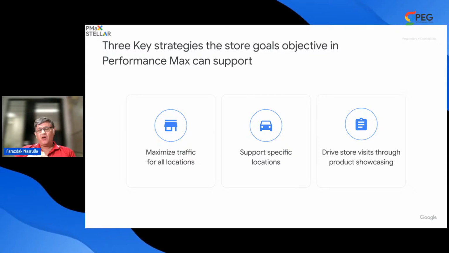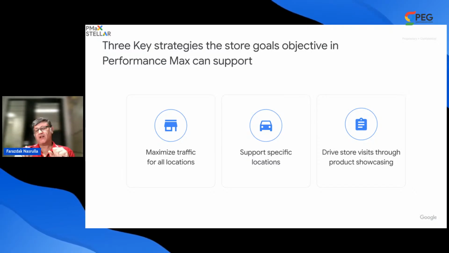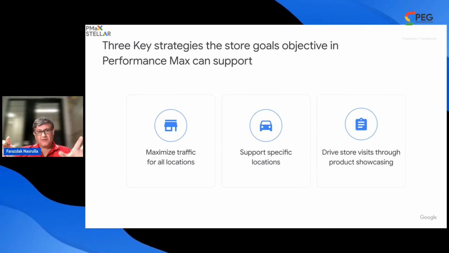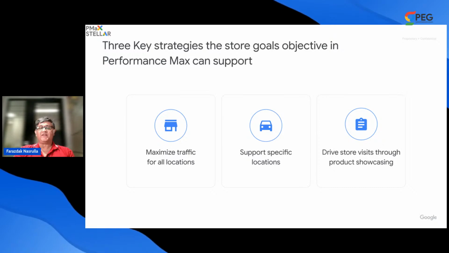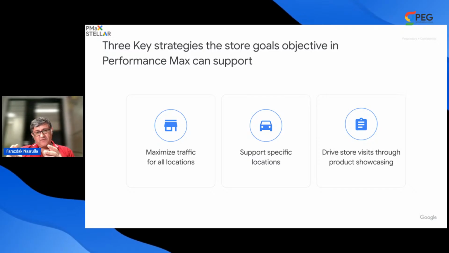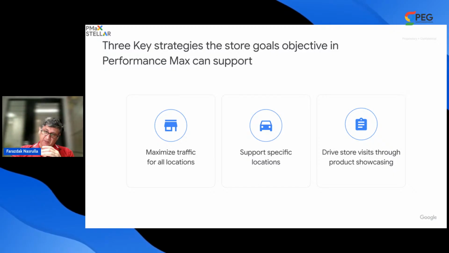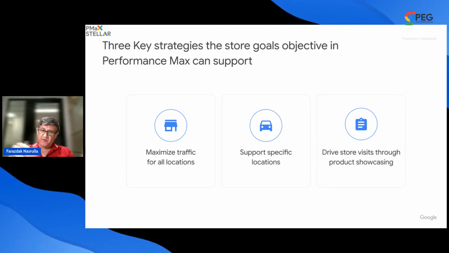Now, three key strategies for store goal objectives in Performance Max. Maximize traffic for all locations. Let's say Happy Shoe store has two locations, one in the District of Columbia, Washington, the other in Maryland. I want to drive traffic to both those locations, and I can do that with this campaign. Support specific locations. I want to drive traffic to only the Happy Shoe store located in the District of Columbia. I can do that as well. Or I can choose a center point between Maryland and the District of Columbia.